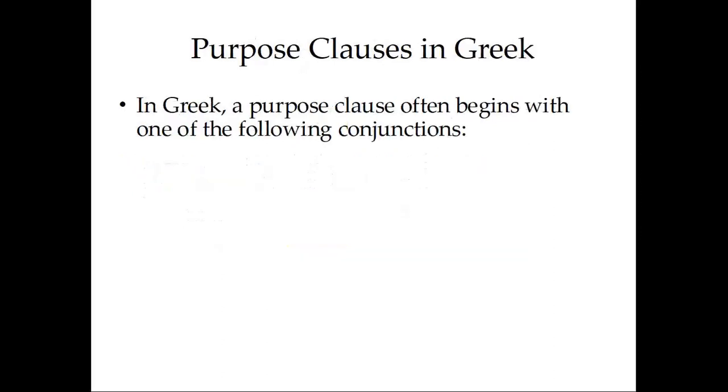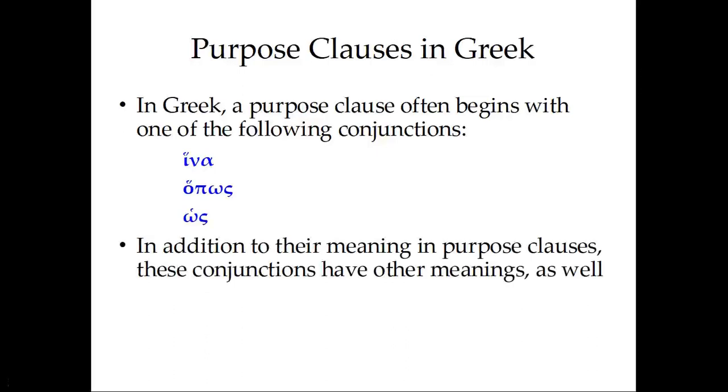In Greek, a purpose clause often begins with one of the following conjunctions: ἵνα, ὅπως, or ὡς. In addition to their meaning in purpose clauses, these three conjunctions have other meanings as well, which makes this a little tricky. These are the other meanings they can have. ἵνα and ὅπως we have seen for the first time, but ὡς we've seen before. It is often seen, in fact, in indirect speech, where it means something like that, to say ὡς, that. ὅτι is the alternative that you might see in its place.